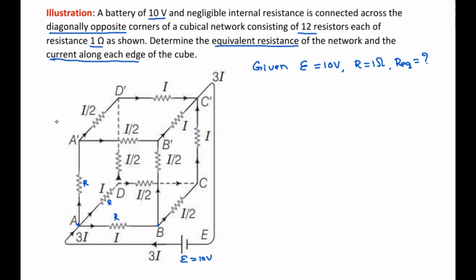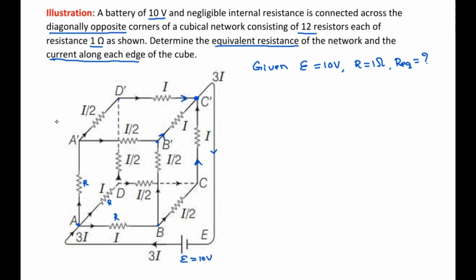After reaching B, again this I is splitting into I by 2, from B to C and from B to B dash. Similarly, from D to C and D to D dash, I by 2, I by 2. From A dash to D dash and A dash to B dash, I by 2, I by 2. But finally at C, I by 2 will combine to give I. At B dash we get I by 2 plus I by 2, which is I, from Kirchhoff's first rule. At D dash we get I by 2 plus I by 2, which is I. So D dash to C dash is I, B dash to C dash is I, C to C dash is I. Combined at C dash we get 3I.